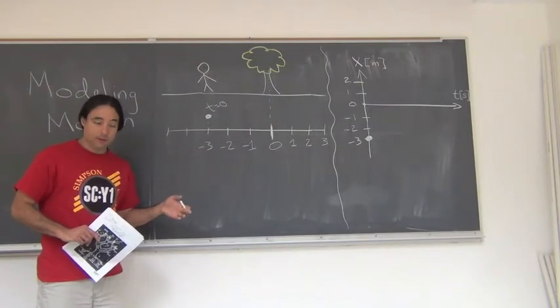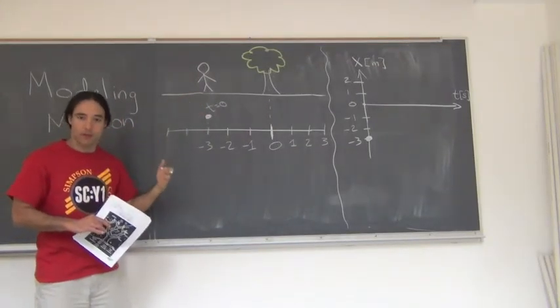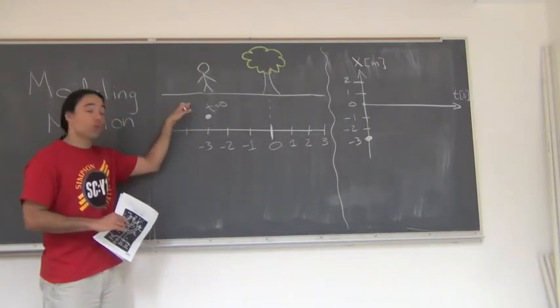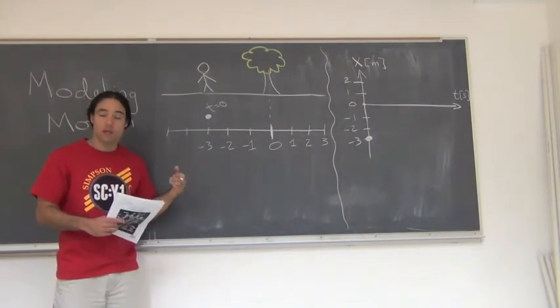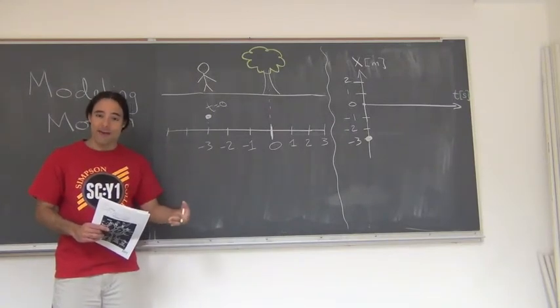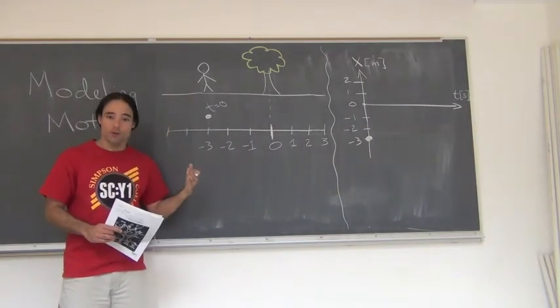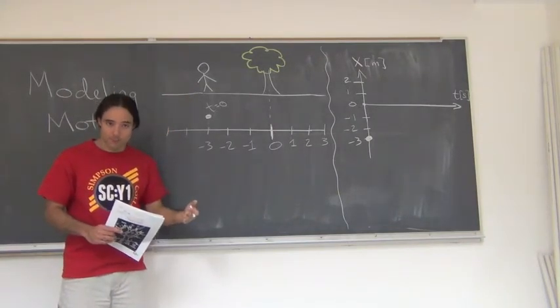If all my person did was just stay at negative 3 meters, just sat there not moving, life would be pretty boring. So we actually want to describe motion. How is this person moving? To do that, we want to know how fast they're moving. We can describe the motion using a quantity called velocity.